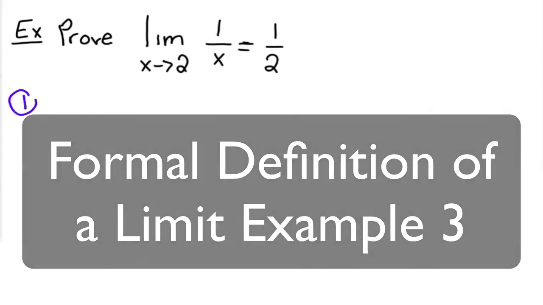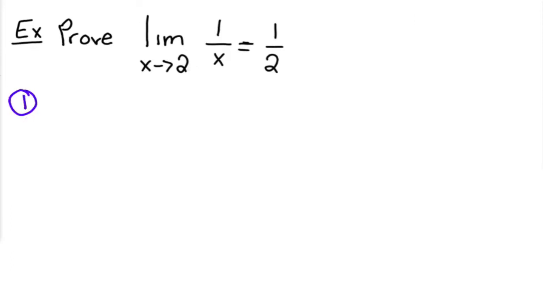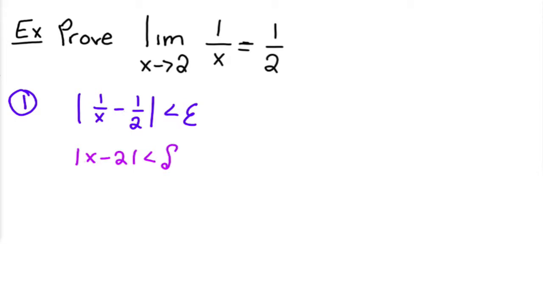Okay, so we're trying to prove that the limit as x approaches 2 of 1 over x is equal to 1/2. So we set it up. |f(x) - L| is less than epsilon, and |x - c| less than delta. So this is what we want, this is what we know.